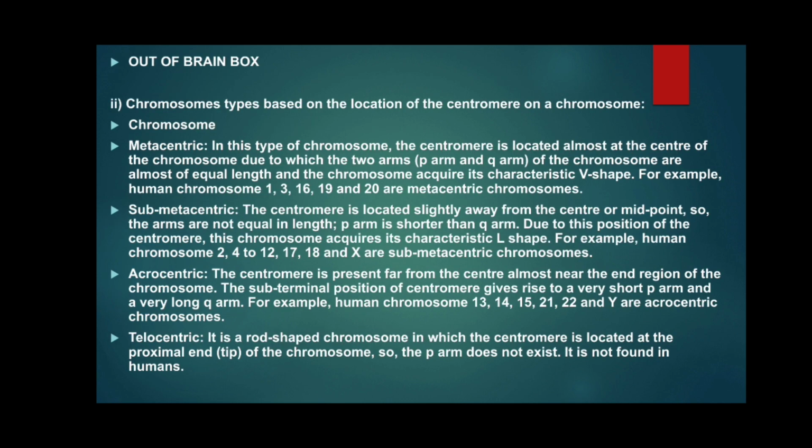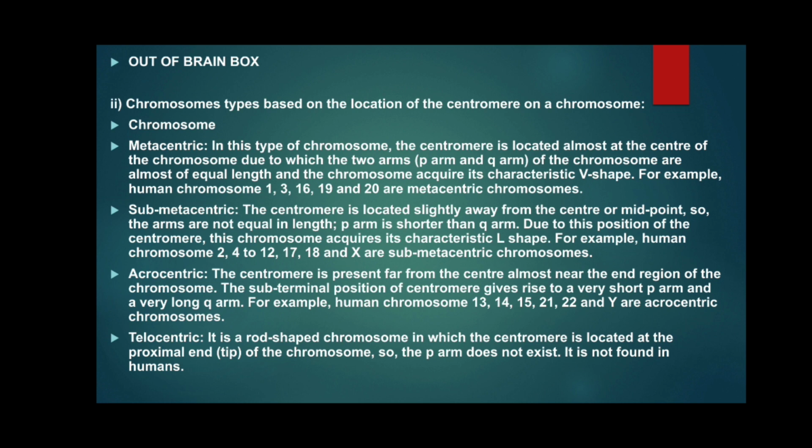Next is the chromosome type based on the location of the centromere. On the basis of location of the centromere, they are classified into four. First one, the metacentric. In this type of chromosome, the centromere is located almost at the center, due to which the two arms, the P arm and Q arm, have equal length and form a V-shaped structure. Chromosome numbers 1, 3, 16, 19 and 20 are metacentric.